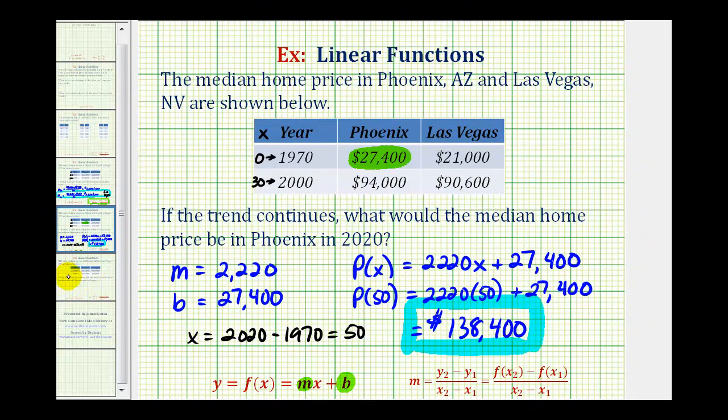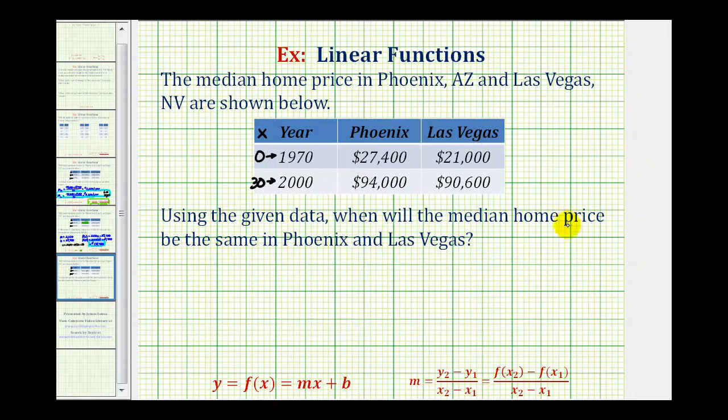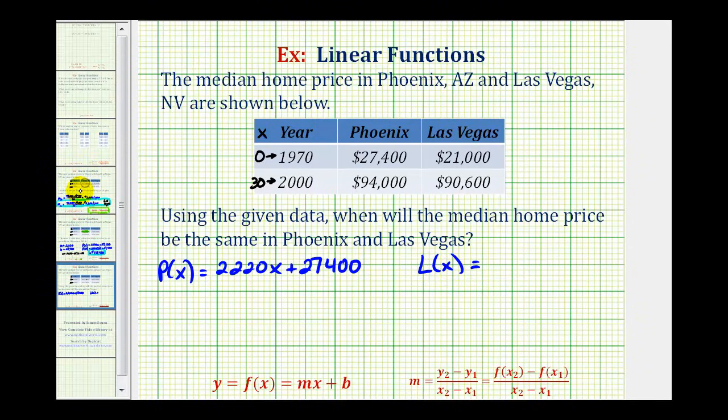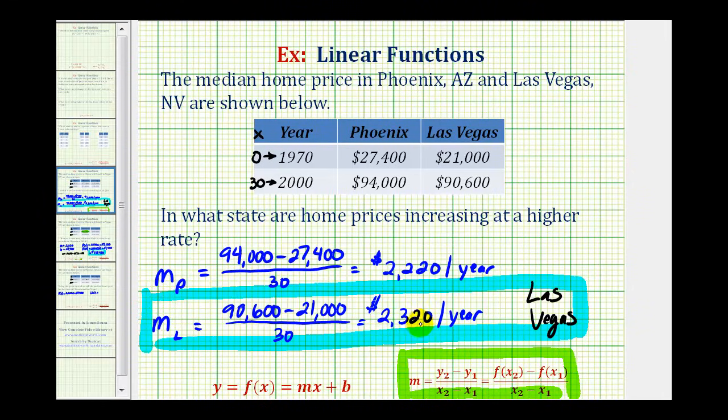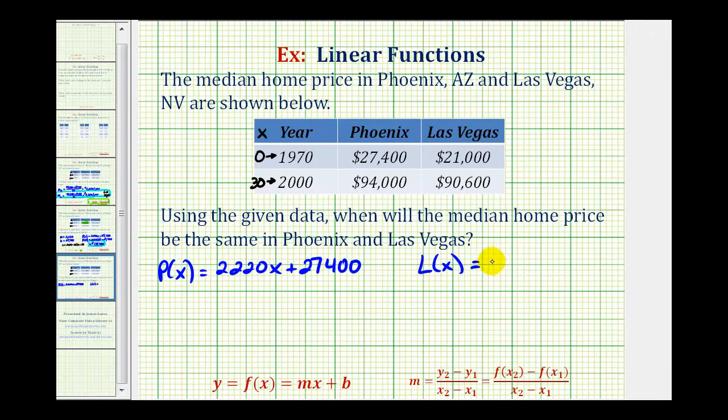Now let's look at one more question. Using the given data, when will the median home price be the same in Phoenix and in Las Vegas? Well, we already found the function to represent the median home price in Phoenix. That was p of x equals 2,220x plus 27,400. And again, assuming the growth is linear, we'll now find the linear function to represent the median home price in Las Vegas. Well, going back to the first slide, the slope of the linear function would be 2,320. So we'd have 2,320x. And then when x is 0, notice how the median home price in Las Vegas was $21,000, which would be the y-intercept.